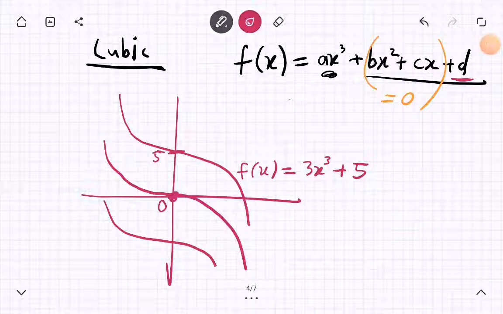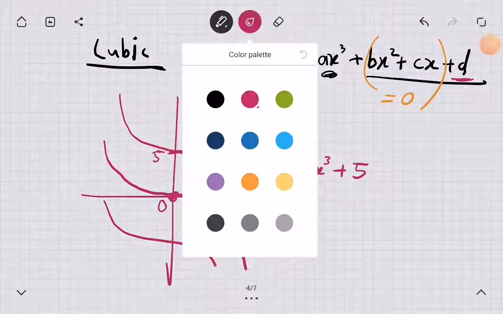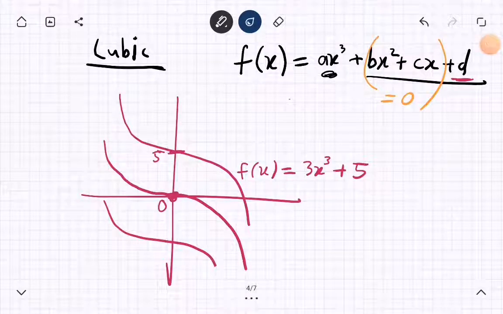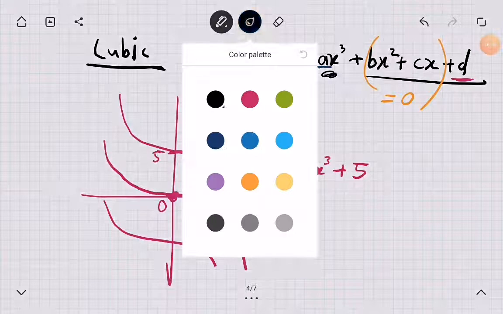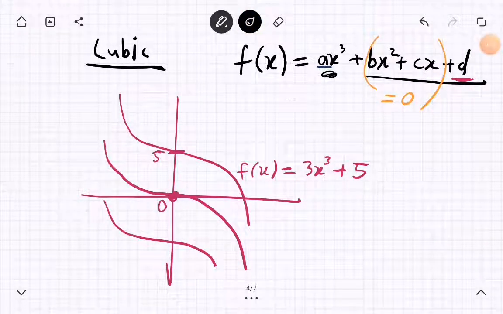And then it's not only this shape. I told you that it can be the opposite shape. And when does that happen? Well, that is dependent on a. So you get this shape, the one that I've drawn on the diagram, when a is greater than 0. But if a is smaller than 0, if a is negative, then you get the opposite kind of shape.